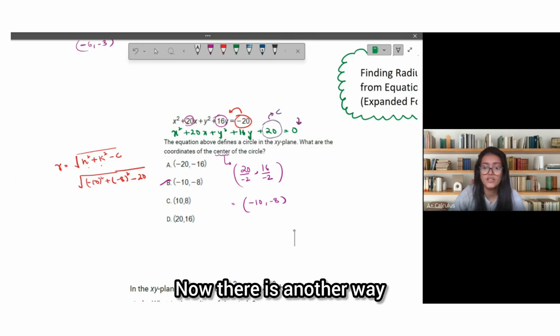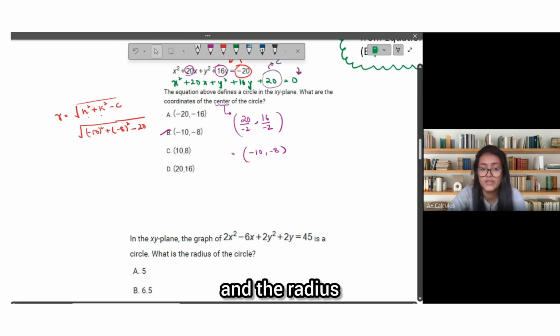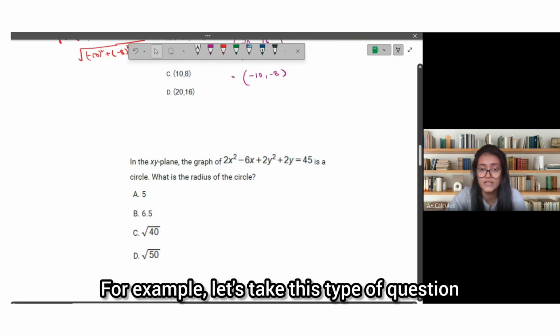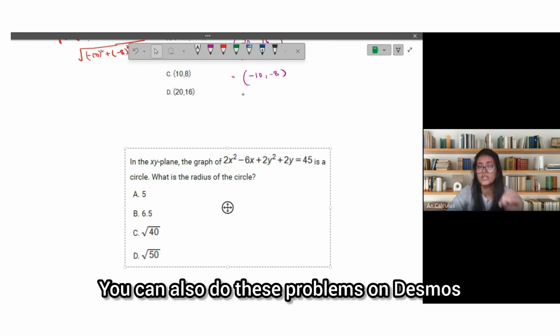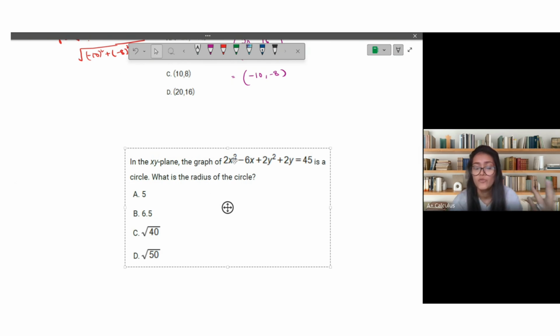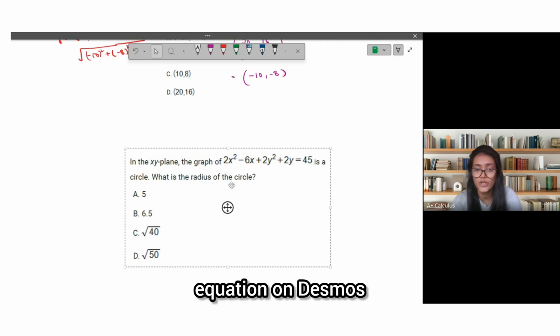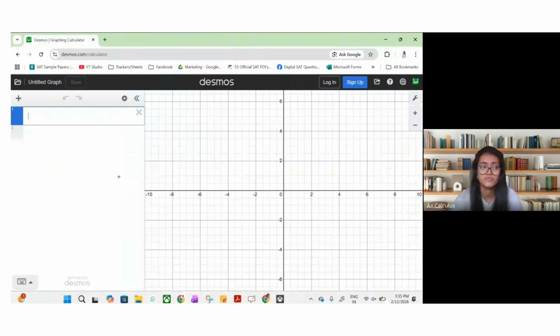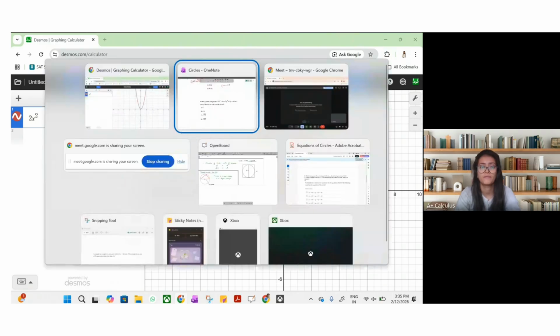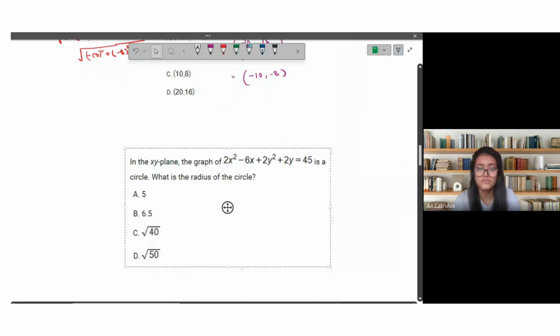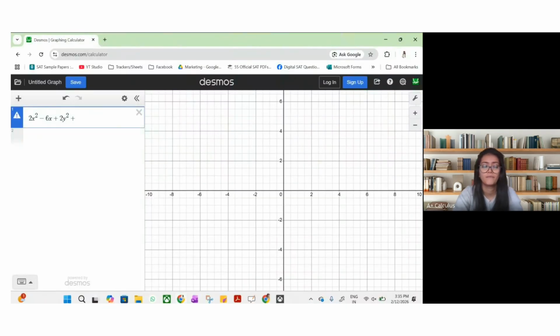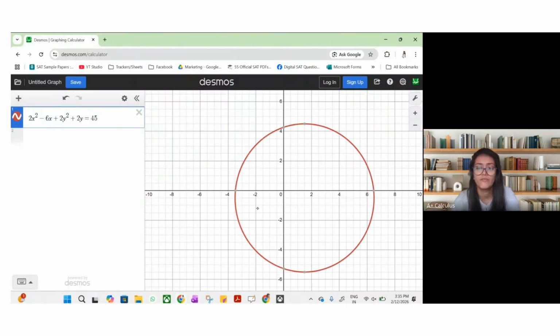Now there is another way that you can find out the center and the radius. For example, let's take this type of question. Here you have to find out the radius of the circle. You can also do these problems on DESMOS. What you need to do is type this equation on DESMOS. So you have 2x square minus 6x plus 2y square plus 2y equals to 45.